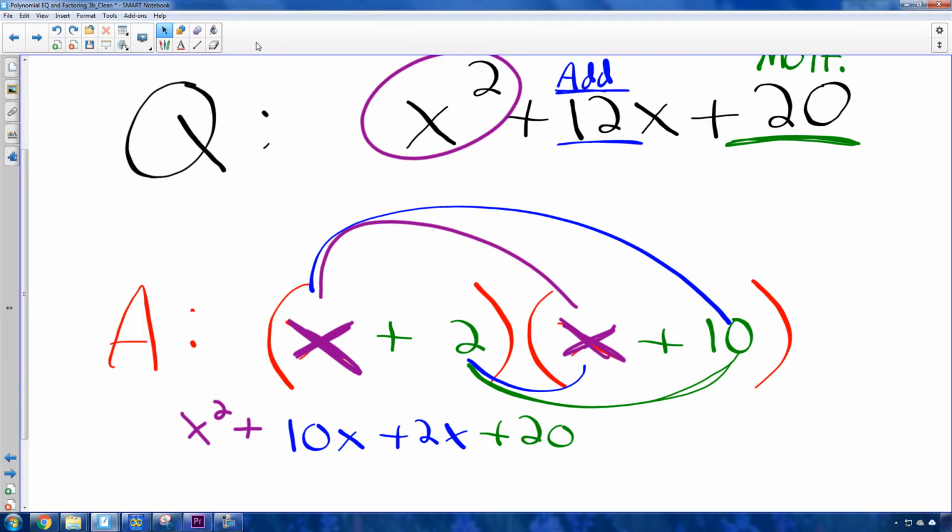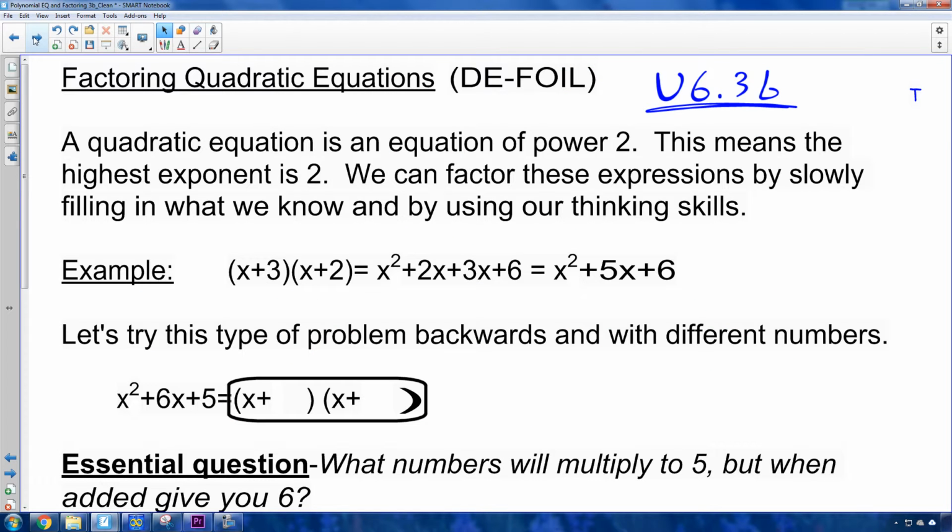So when we're breaking these things down, our answers are going to have two parentheses, okay? Don't forget, your answers will have two parentheses. So it's called defoiling. It's 6.3b, the unit. A quadratic equation is an equation with a power of 2. We learned about the names of types of equations. Quadratic has an exponent of 2, degree 2. This means that the highest exponent is 2, and we can factor them by slowly filling in what we know and using our thinking skills.